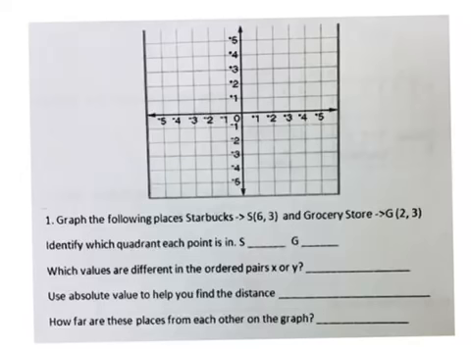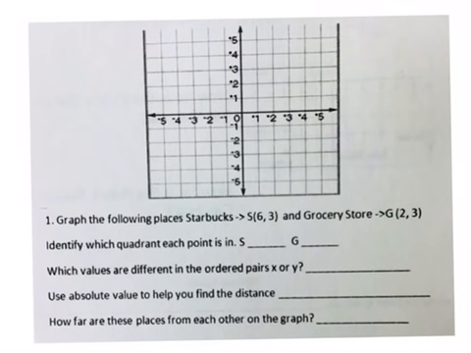Hey guys, we're going to look at how to find the distance between points using a graph. So let's start with question number 1 on your note sheet. It says we're going to graph the following places: Starbucks, which is at 6, 3, and we're going to label it with an S for Starbucks so we remember which one it is.